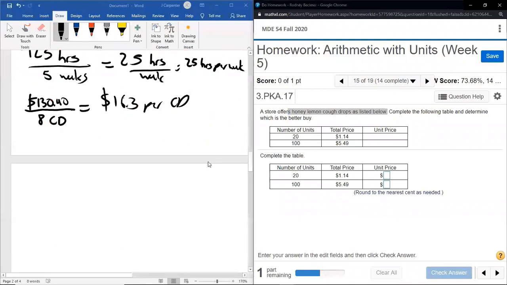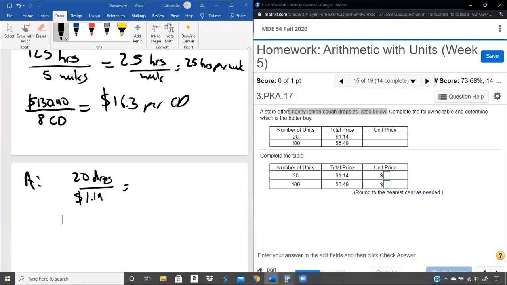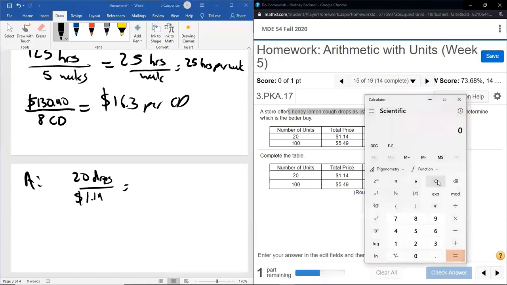Okay, so scenario A, we got $1.14. Now, hold on, before I start that. So far, we've always done first thing over second thing. But if you do it that way this time, it doesn't quite work as well. It's 20 cough drops over, I'm going to end up erasing this, spoilers, over $1.14. And if you do that division, you'll get an answer that you can still do a cost analysis, but it's backwards from the way I taught in the previous course, because everything's upside down.